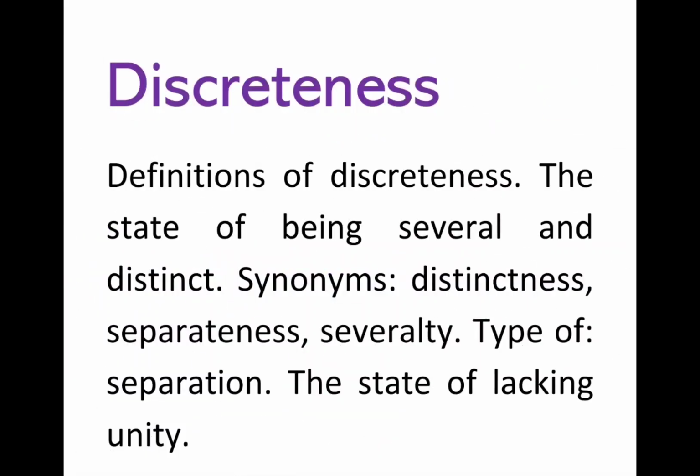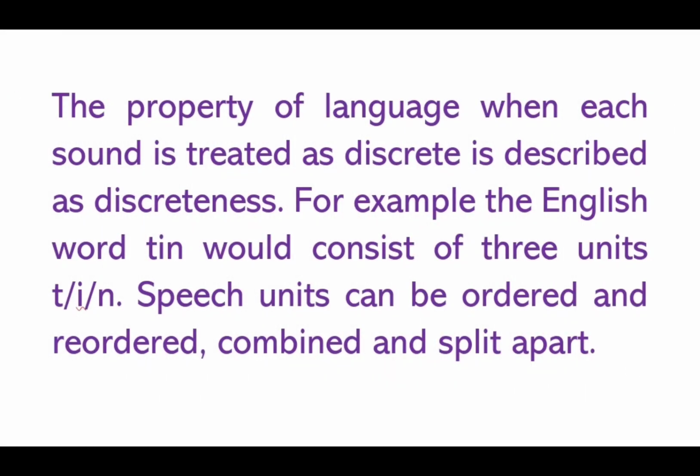Moving forward, another property of language is discreteness. So let's define discreteness technically. Discreteness: the state of being several and distinct. Synonyms: distinctness, separateness, severality, type of separation, the state of lacking unity. On the other hand, this is the operational definition of discreteness in language. A property of language: when each sound is treated as discrete, it is described as discreteness.